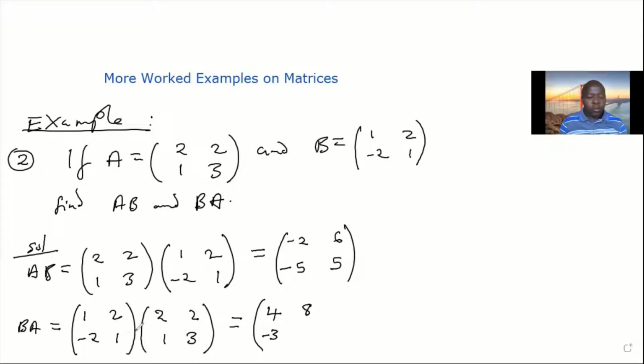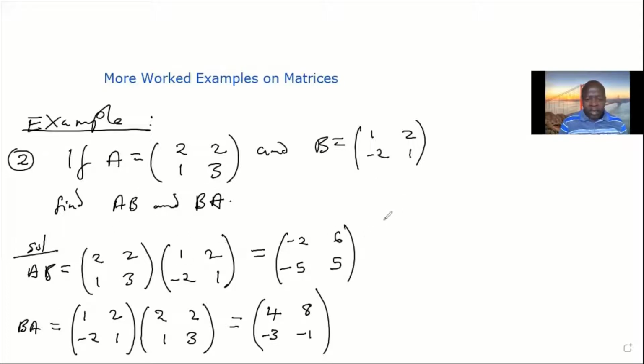Then negative 2 and 2 will be negative 4, and this will be 3. So when we add those two, we get negative 1. So 4, 8, negative 3, negative 1 is the result. So we know how to multiply matrices, and that's how we do it, whether it is a different order, a 3 by 3 matrix or a 4 by 4 matrix, and so on. Any order of the matrices given, we can multiply using the same machine.